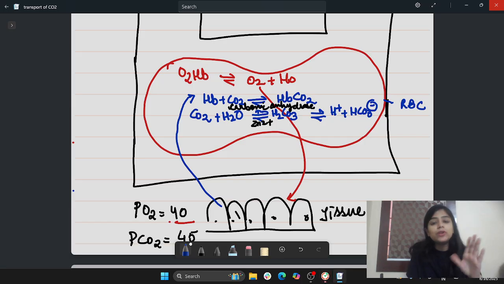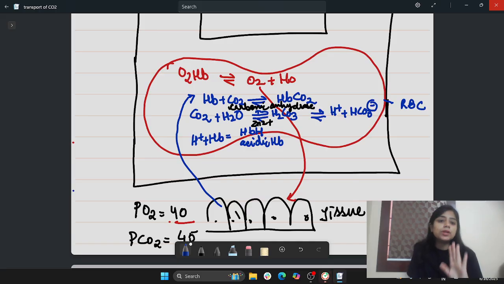What can it lead to? It will result in the disruption of the membrane of the RBC. We need to avoid it. What will we do? The H+ will bind with the hemoglobin to form acidic hemoglobin, HbH. This is called what? This is called your acidic hemoglobin.